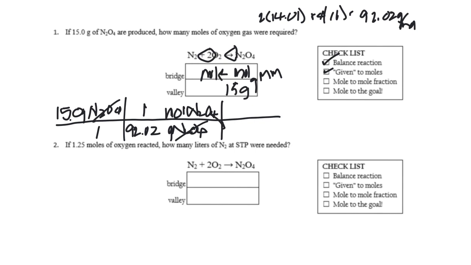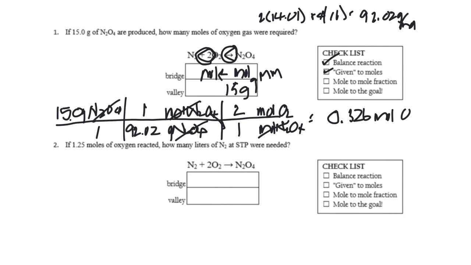Next, bring moles N2O4 down. I want to get to moles oxygen. So whenever I'm going from mole to mole, I use my coefficients. So I have a 2 next to oxygen, I put a 2 next to oxygen. I have a 1 next to N2O4, I put a 1 next to N2O4. I cancel my units. Now I multiply across the top, divide by the bottom, and I get 0.326 moles of oxygen.